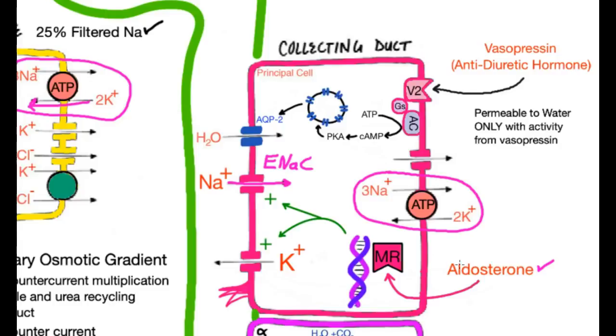So this is all under hormonal control. And so aldosterone is a hormone. It's also called a mineralocorticoid. And so you could think about the name mineral. It handles the minerals, and the minerals are sodium and potassium.